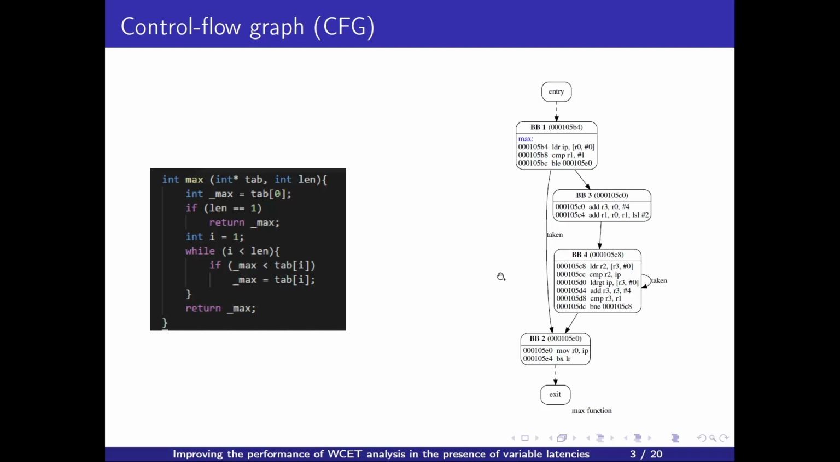Now, since the execution of each block is sequential, we can compute the worst-case execution time of each basic block. Let's take BB4 as an example. Since the processor is pipelined, we also want to consider the overlap of execution between blocks. So we want to take a predecessor of BB4, which may be BB4 itself or BB3. Let's take BB3 as an example.